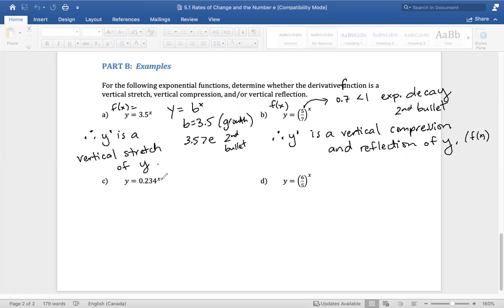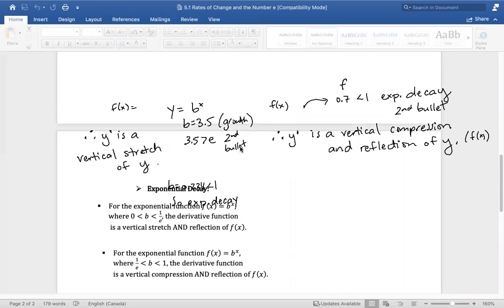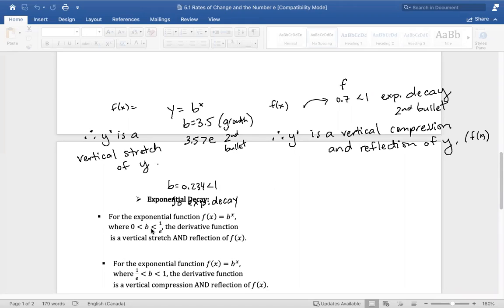So here, let's take a look at decimals. y, or f of x, equals 0.234 to the power of x. First of all, that's greater than 0, but less than 1. So my b value here is 0.234, which is less than 1. So I have exponential decay here. I'm looking at the three bullets just above under exponential decay, trying to find where the decimal 0.234 falls. So I'm between 0 and 0.37. Well, 0.2 is between 0 and 0.37. So that's the first bullet, which means I have a vertical stretch and a reflection.